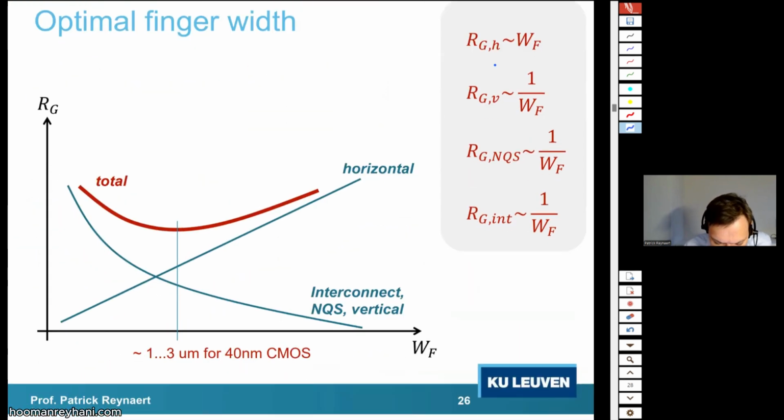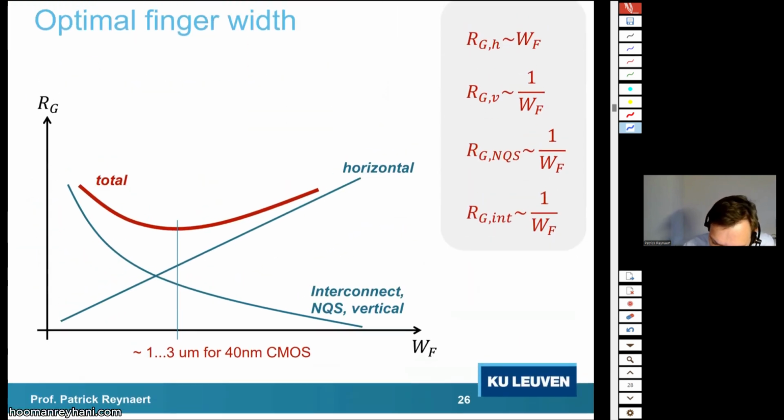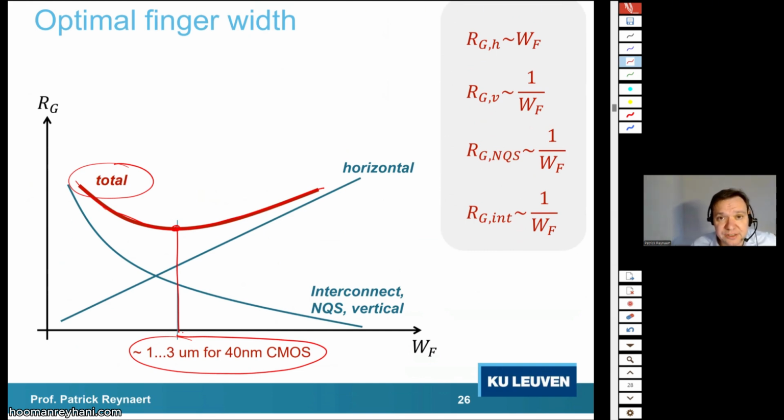Putting all that together gives us an optimum. And the total gate resistance, as far as we can simplify it to one single resistor, has an optimum somewhere between, I would say, 1 micrometer for 40 nanometer CMOS. And that's also the reason why most PDKs would tell you to use a transistor where the high frequency model is optimized and the high frequency layout is optimized for a 1 micrometer finger width.